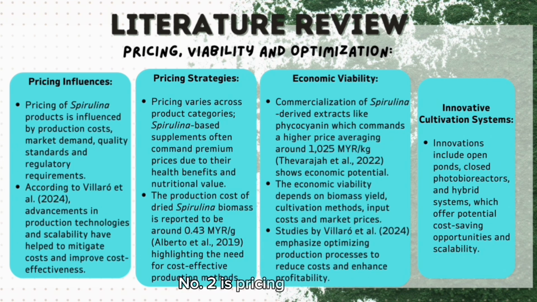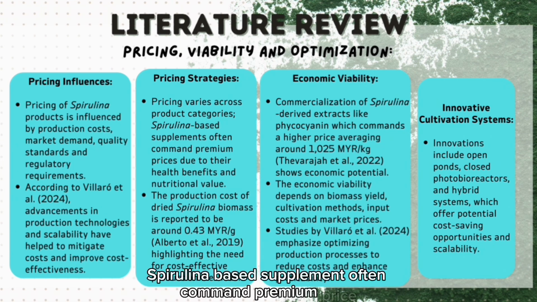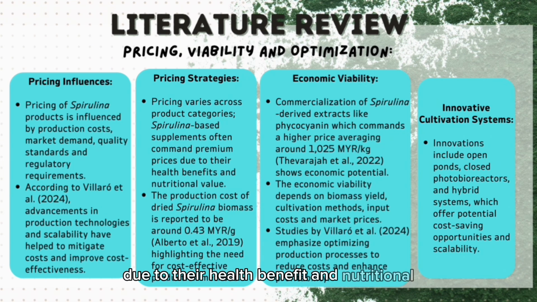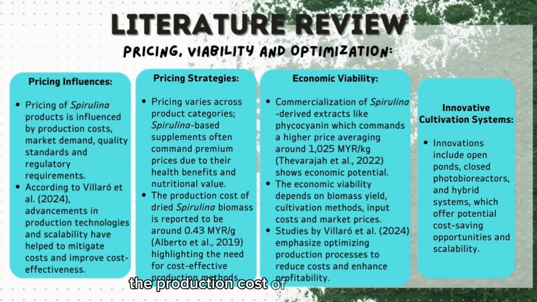Number 2 is pricing strategies. Pricing varies across product categories. Spirulina-based supplements often command premium prices due to their health benefits and nutritional value. The production cost of dried spirulina biomass is reported to be around 0.43 Malaysian ringgit per gram, Alberto et al. 2019, highlighting the need for cost-effective production methods.